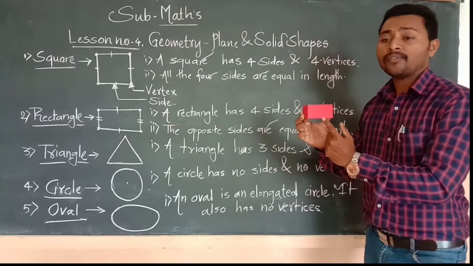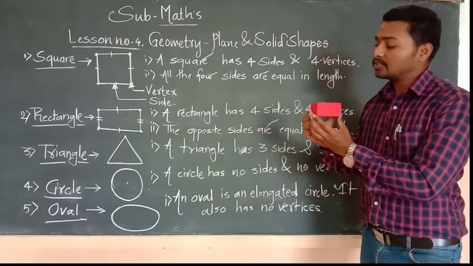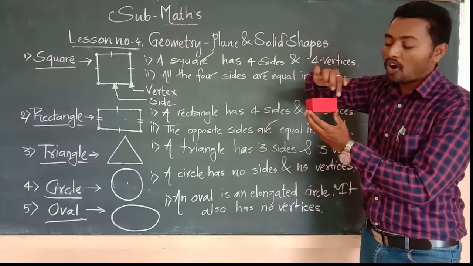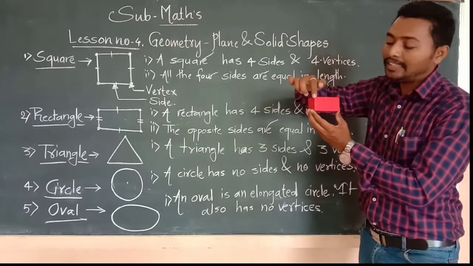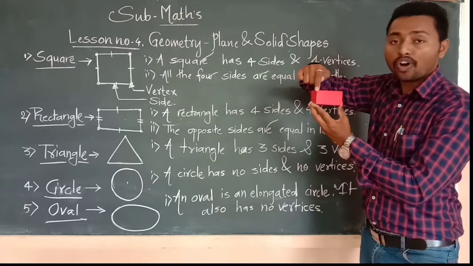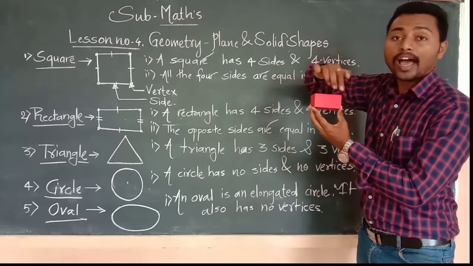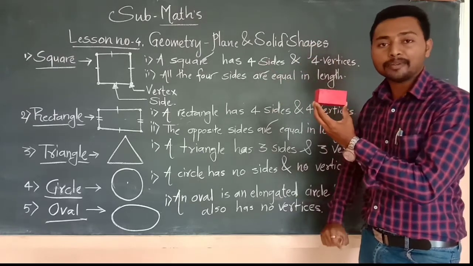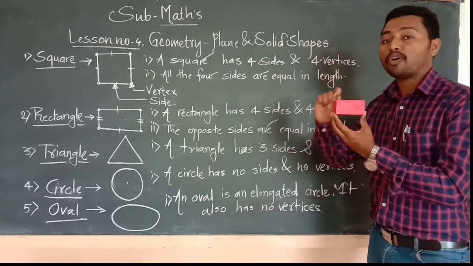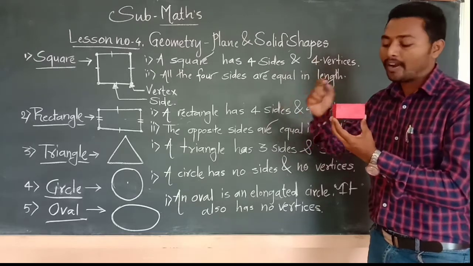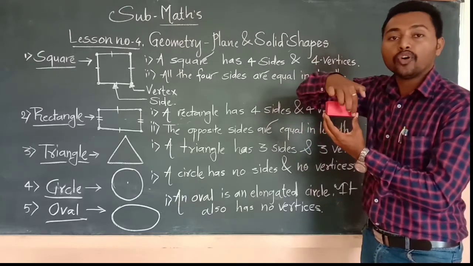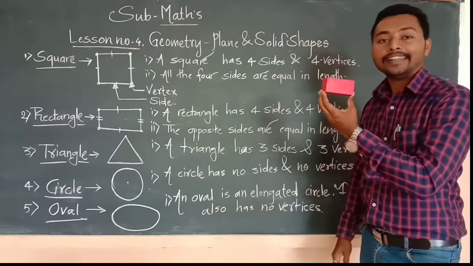It has 4 vertices. Vertex means endpoints of every side. These are a vertex of rectangle. ये rectangle की vertex है. And these 4 are vertices. That means plural form of vertex. It is called vertices. These are 4 vertices of rectangle.